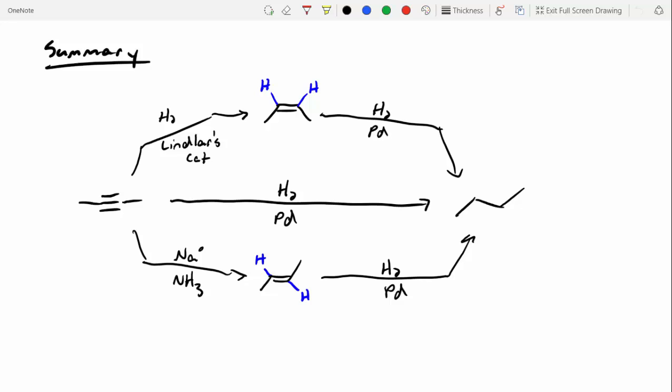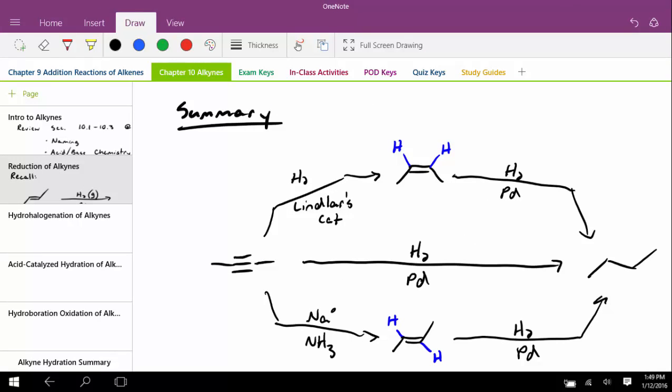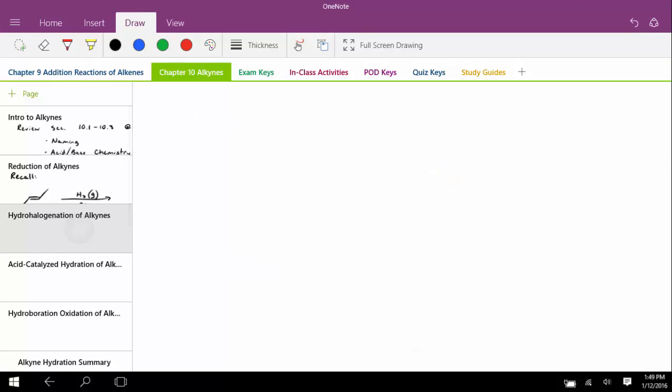The dissolving metal reduction, the one on the bottom, doesn't go through surface chemistry. It actually goes through a radical anion intermediate, and because of that, it favors the trans alkene. It looks really similar to the alkene reactions. I would try to really remember which one gives you cis and trans, because this becomes a valuable synthetic tool. All right, so let's continue on to a new reaction.